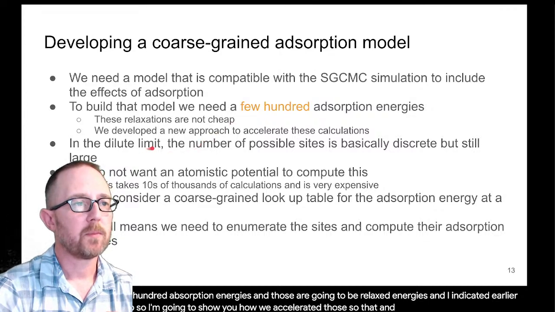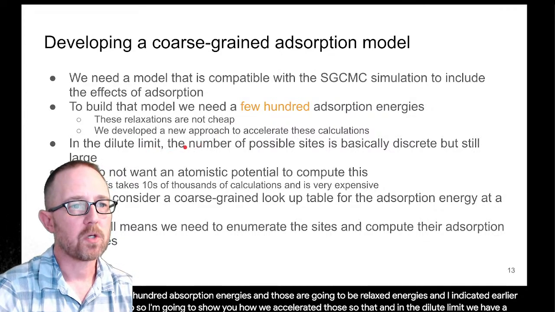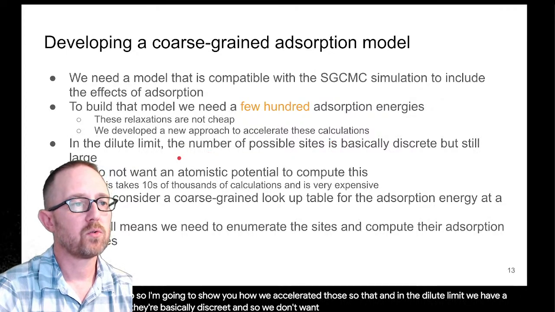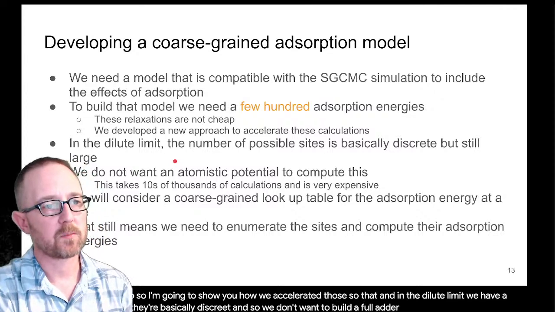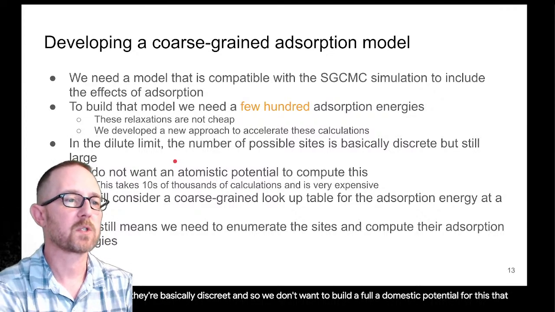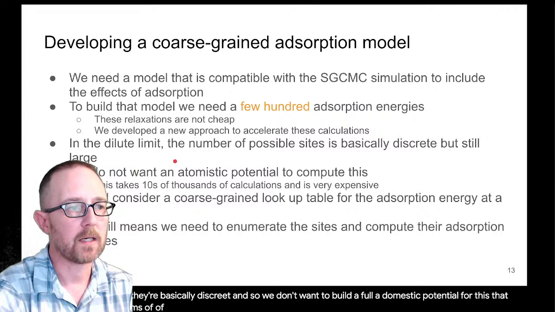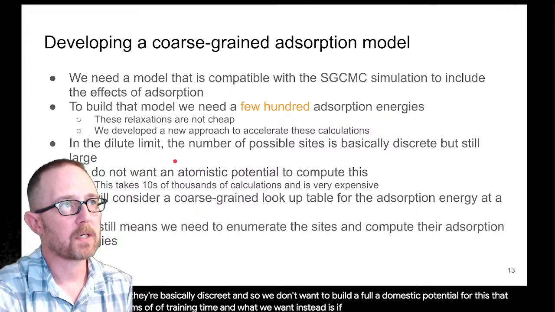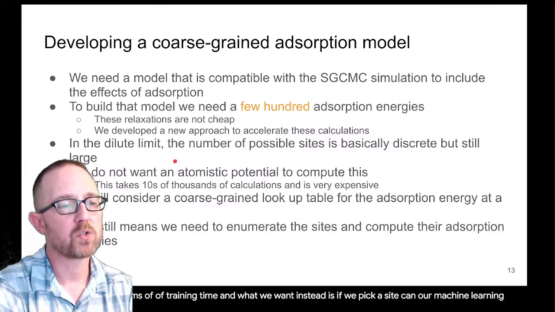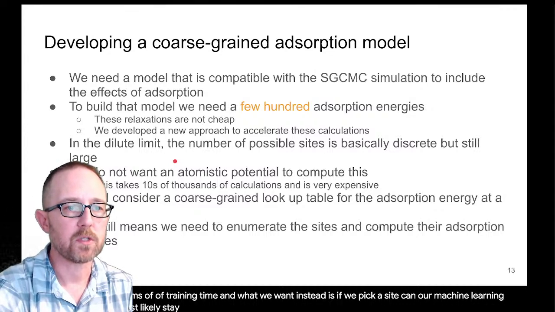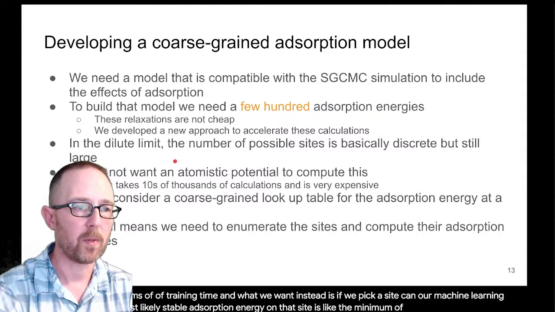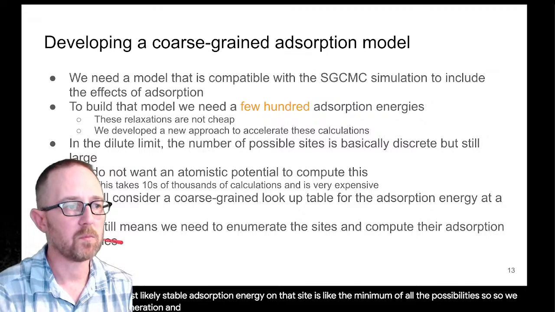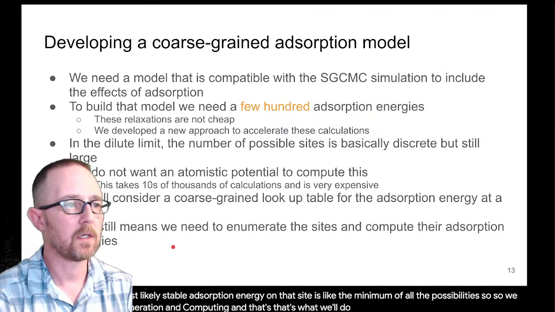And in the dilute limit, we have a large number of sites, but they're basically discrete. And so we don't want to build a full atomistic potential for this. That's too expensive in terms of training time. What we want instead is, if we pick a site, can our machine learning model tell us what the most likely stable adsorption energy on that site is, like the minimum of all the possibilities. So we still have to do some enumeration and computing, and that's what we'll do next, I think.